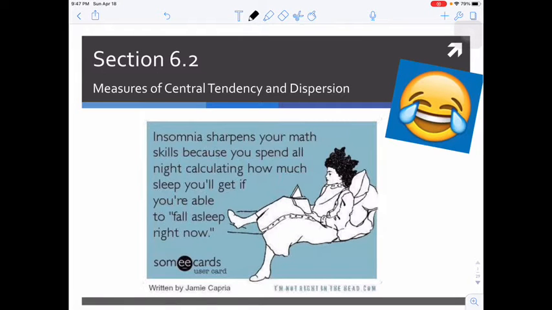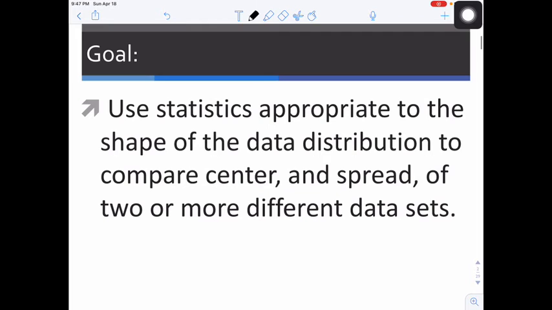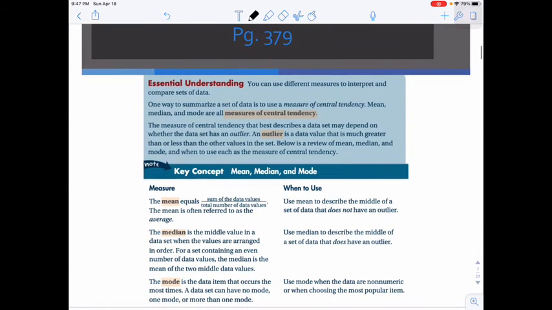Section 6.2 is measures of central tendency and dispersion. Our goal is to use statistics appropriate to the shape of the data distribution to compare center and spread of two or more different data sets. On page 379, we have: you can use different measures to interpret and compare sets of data.